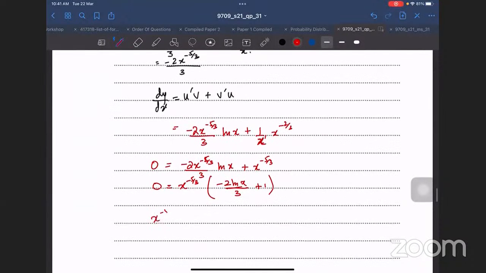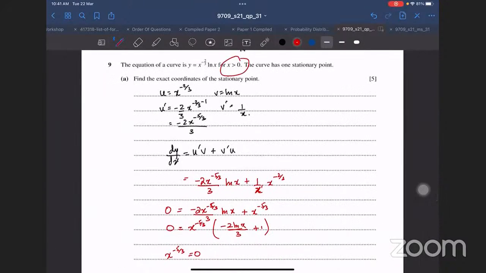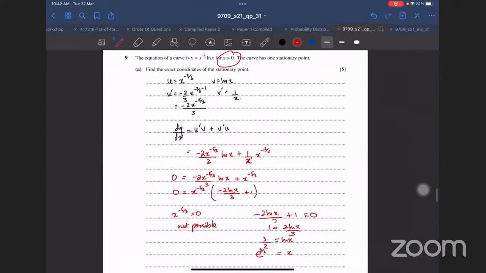So either this equals 0, which, as the question is telling me, is not possible because x is greater than 0. So not possible. Or this one equals 0, which seems possible. So 1 equals 2 ln x over 3, ln x equals 3 over 2, and x equals e power 3 over 2. Okay. Find the exact coordinates.